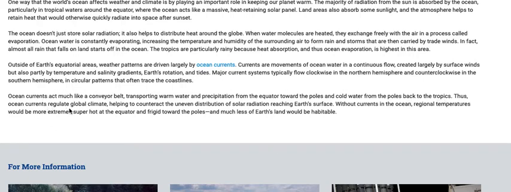Thus, ocean currents regulate global climate, helping to counteract the uneven distribution of solar radiation, or heat from the sun, reaching Earth's surface. Without currents in the ocean, regional temperatures would be more extreme, super hot at the equator and frigid toward the poles, and much less of Earth's land would be habitable, which means livable.